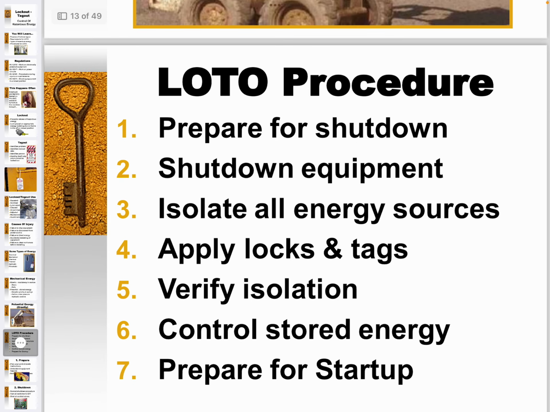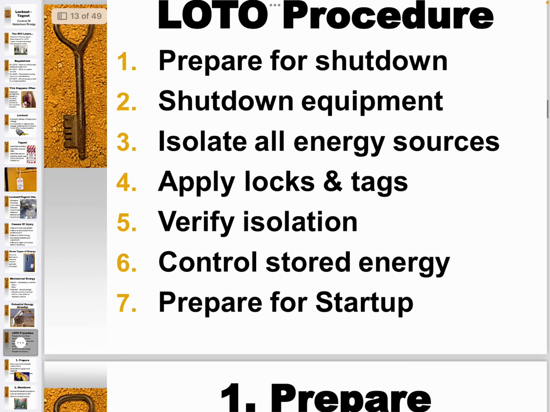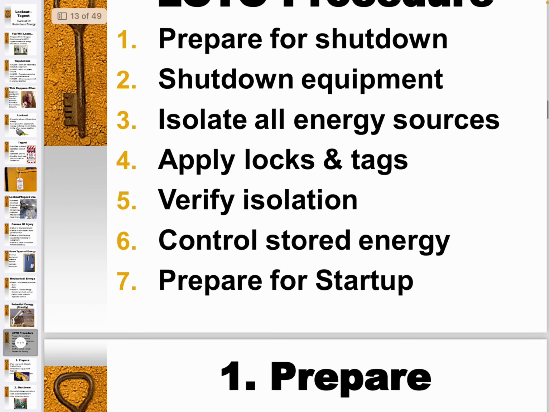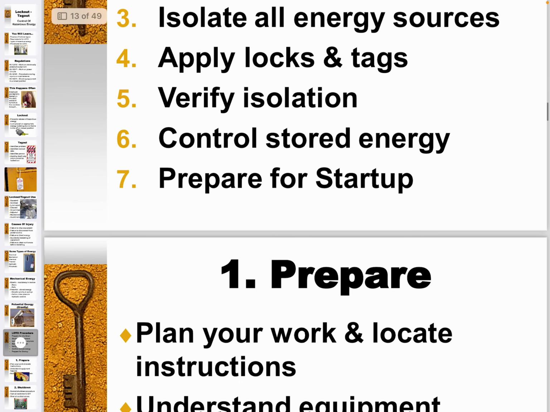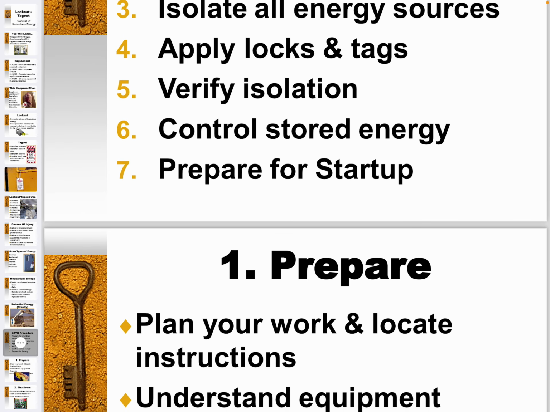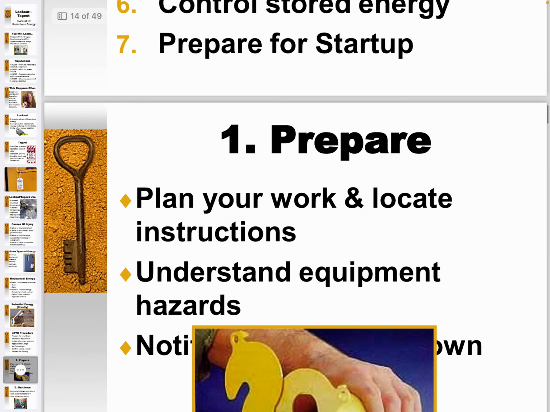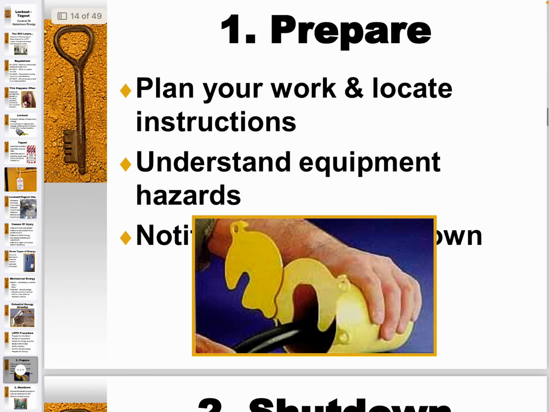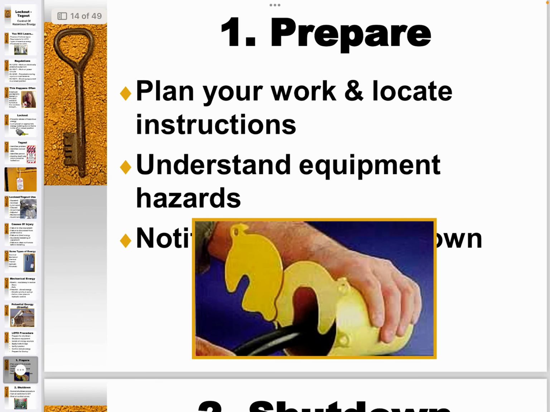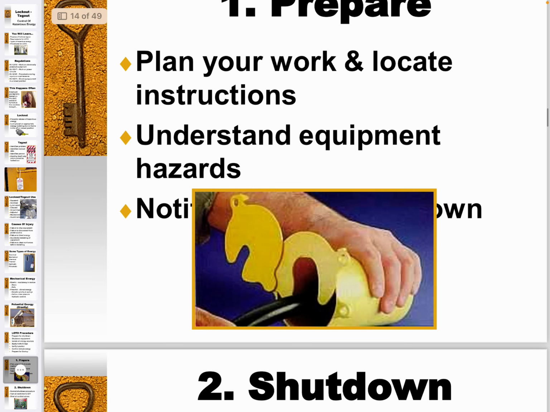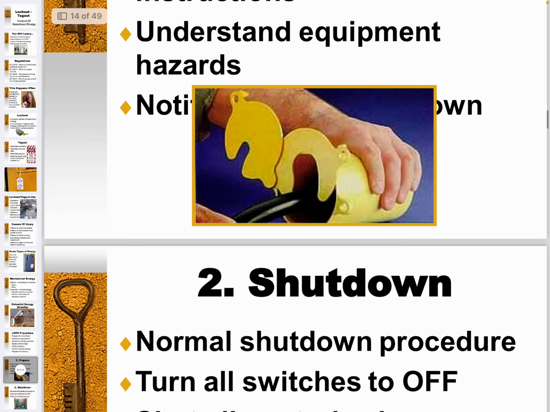LOTO procedure for protecting repair: shutdown for equipment, isolation for all energy sources, apply the locks and tags, verify the isolation, control the stored energy, preparation for the startup. Prepare, plan your work, location, investigation under started for equipment hazards.